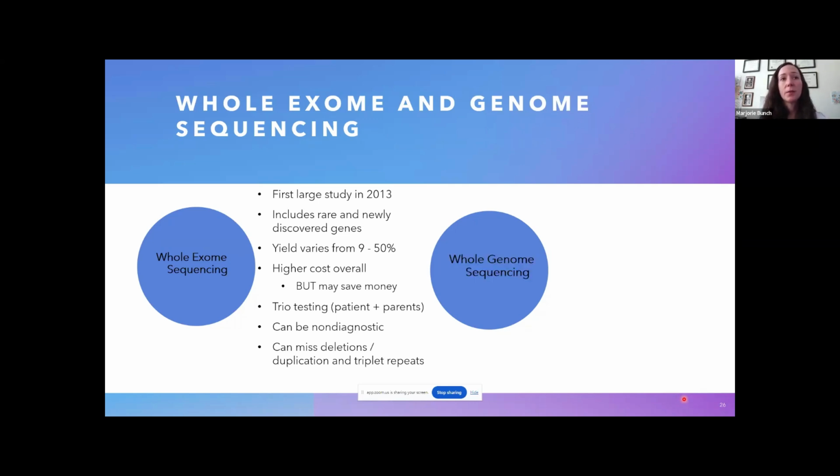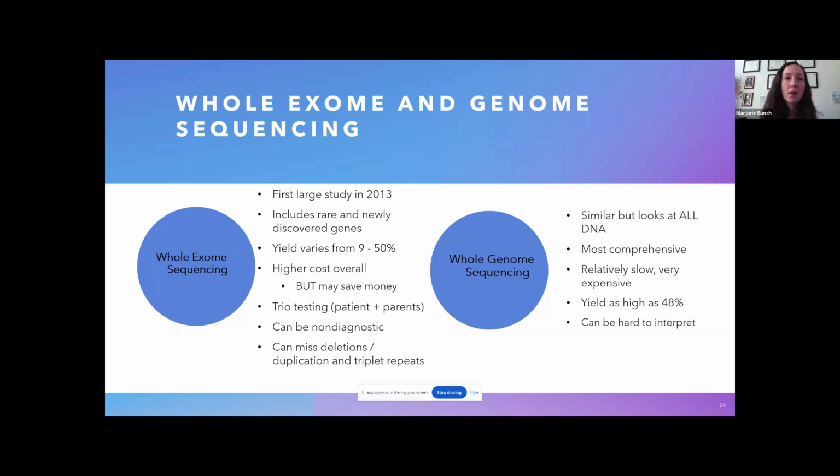Versus whole genome sequencing, that's looking at every single item of DNA in the entire nuclear DNA complex. This is extremely comprehensive, but it's slow and very expensive. And again, the yield's probably not too different from the whole exome sequencing. And because you're looking at all these non-coding regions, you're more likely to get back, well, this is different, but we don't know what it means. So you're going to get a lot of information that you don't know what to do with. And so it can be very hard to interpret and lead you down a lot more future tests to try to figure out, well, is this important?